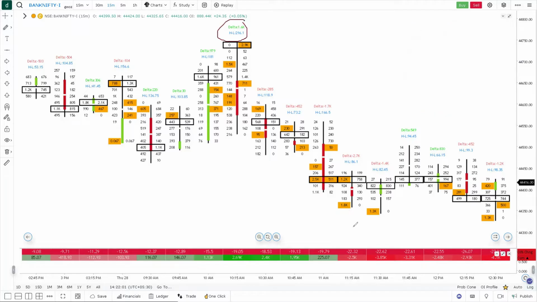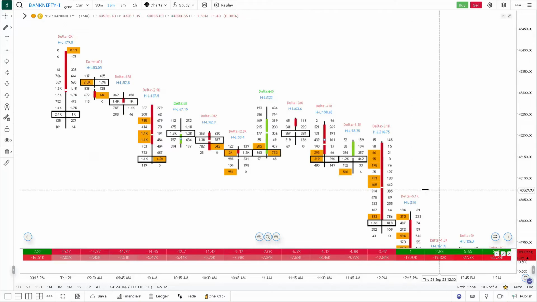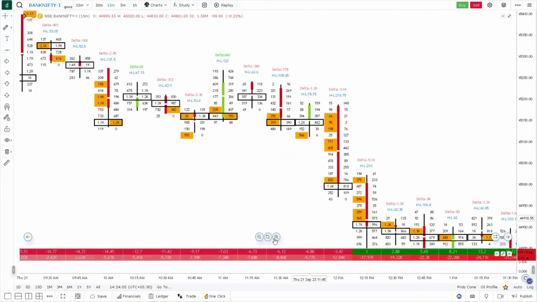Sometimes what happens is there is something called divergence, which we are going to discuss here. Between this delta and cumulative delta, there will be divergence. So what is divergence? Here you can see a clear case of delta divergence. There is a negative delta of 1.3K, which is a very strong one. Despite that, the prices have closed here.